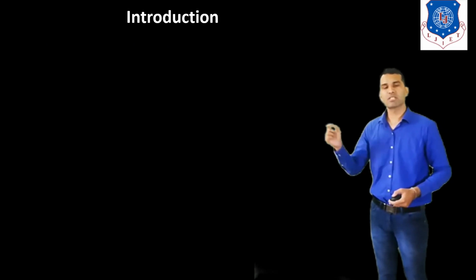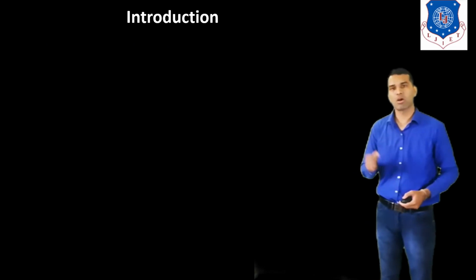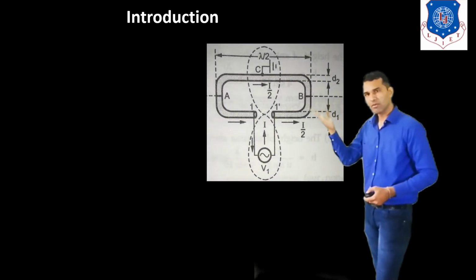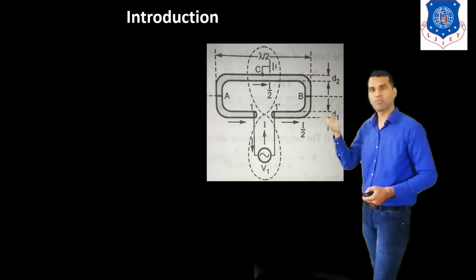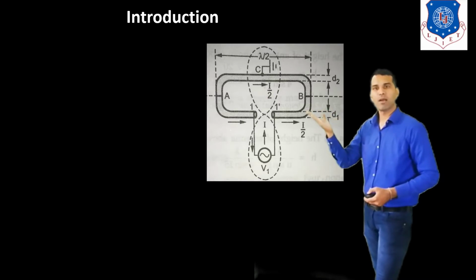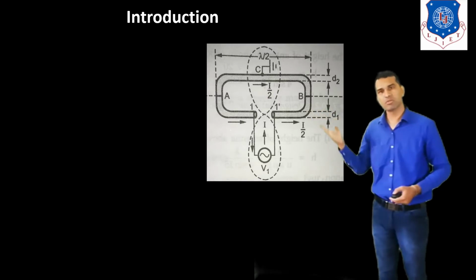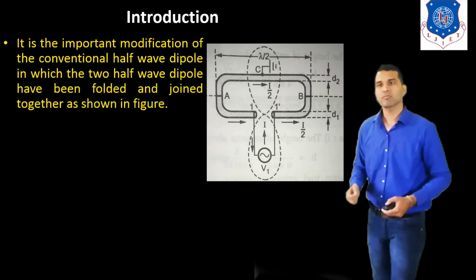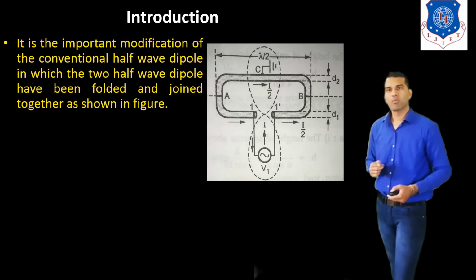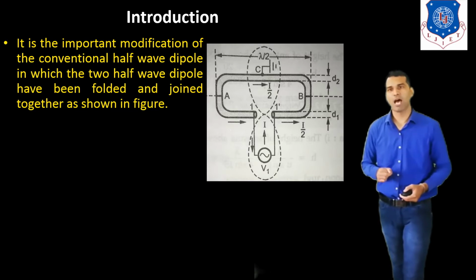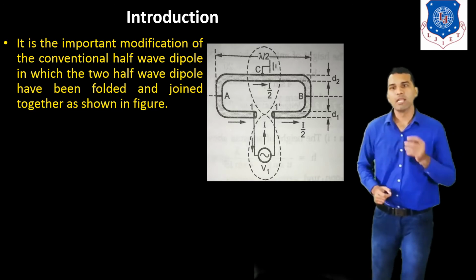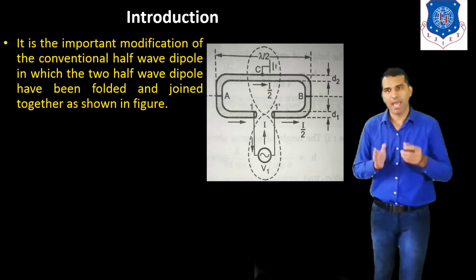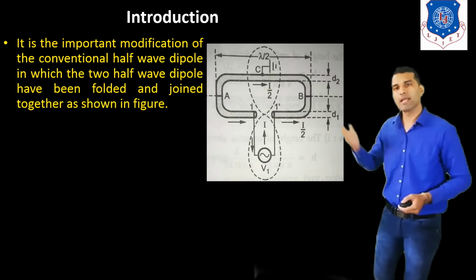So now we start with the first one, introduction of the folded dipole antenna. Here in this figure, we see the folded dipole antenna. Normally we have seen this antenna in the Yagi-Uda antenna. It is an important modification of the conventional half-wave dipole, in which two half-wave dipoles have been folded and joined together as shown in this figure.